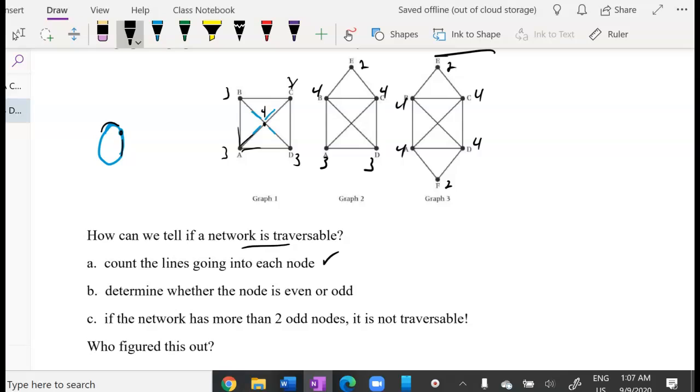Now the next thing is to look at each number, and all you have to do is determine whether it's even or odd. So this node over here is an odd node. This is a 3, so these are all odd nodes on this one. Here we have 2 odd nodes and an even node. And this one has all even nodes.